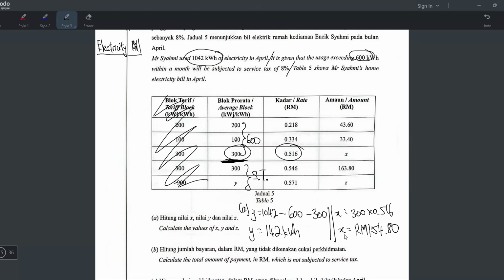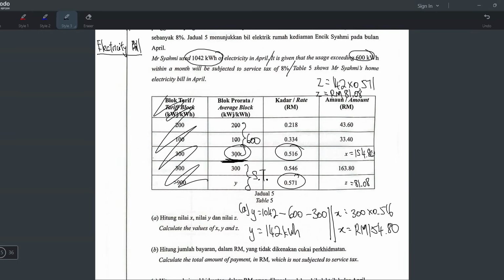For the Z, tak ada tempat lah macam mana. Okay, I'll just write here lah. Z will be 0.571 darab dengan Y. So Y is 142 multiplied by 0.571. So your Z answer comes out in RM here. Tekan calculator, 142 darab 0.571. Okay, I dapat 81.082. But RM selalu kita tulis 2 decimal places, so 81.08 cukup. I'll write it here also, because confirm you will use this later. Confirm.